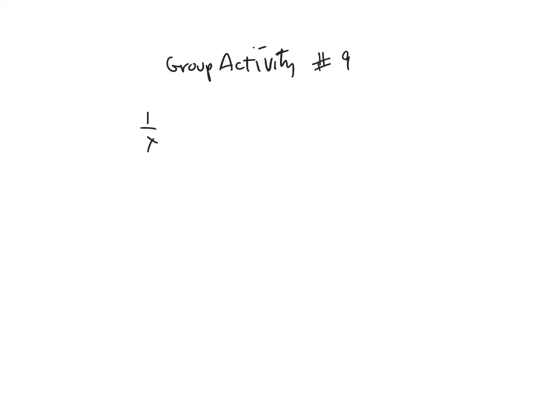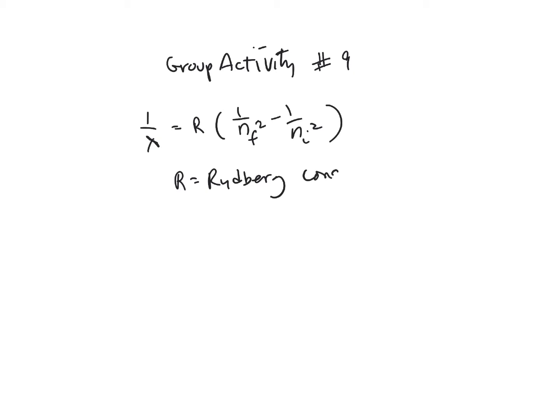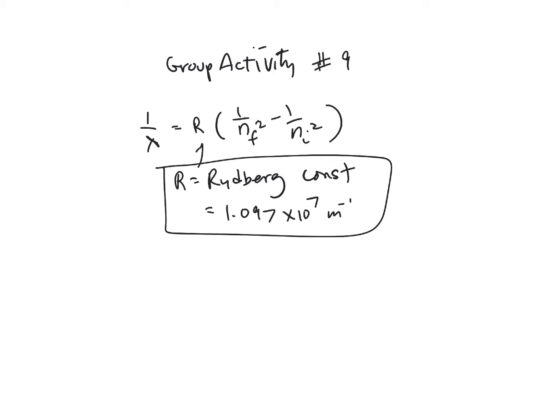1 over the wavelength is equal to R times (1 over n final squared minus 1 over n initial squared). And R is the Rydberg constant. It has the same symbol as the ideal gas constant, but it is not the same at all. It's equal to 1.097 times 10 to the 7 meters to the minus 1. So that's what has to be plugged in here.